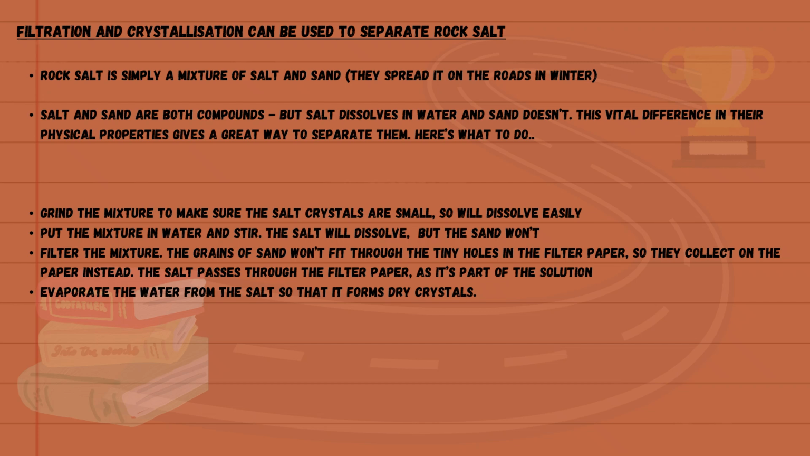Here's what you do. Grind the mixture to make sure the salt crystals are small so it will dissolve easily. Put the mixture in water and stir. The salt will dissolve but the sand won't. Filter the mixture. The grains of sand won't fit through the tiny holes in the filter paper, so they collect on the paper instead. The salt passes through the filter paper as it's a part of the solution. Evaporate the water from the salt so that it forms dry crystals.